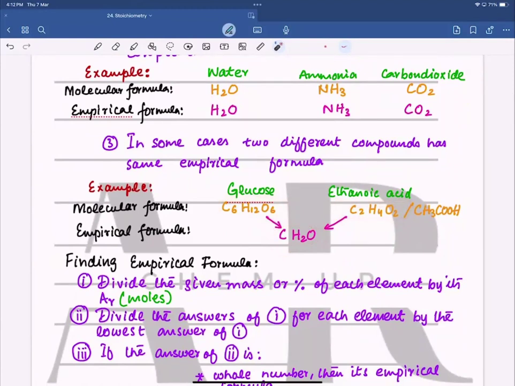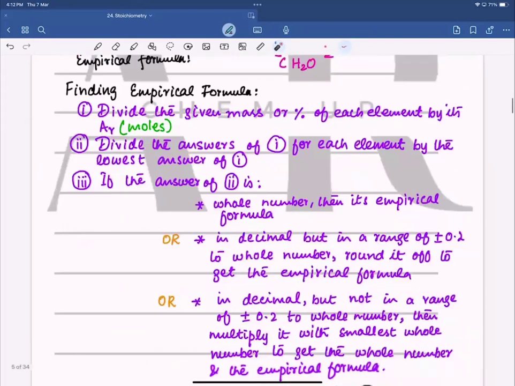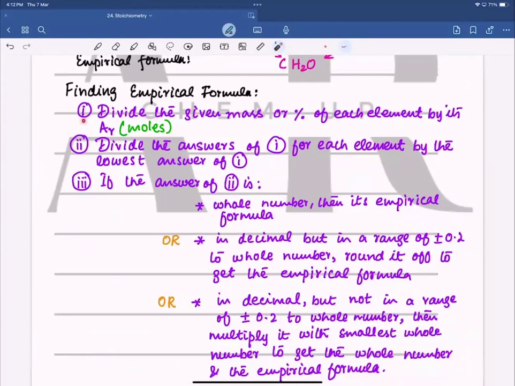Okay. Now, here I am going to discuss the steps for how we can calculate the empirical formula. What is the first step? You have to divide either the mass or the percentage, whatever is given, by the Ar. When we divide it by the Ar, we get its moles. Is this clear? Then we compare the moles, and the one which has the smallest mole, we divide all the values by that one. So in the first step, we divide the mass or percentage given to us by the Ar, and then with the answers we got, we divide all of them by the smallest value.